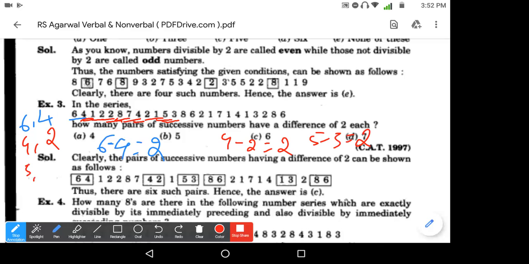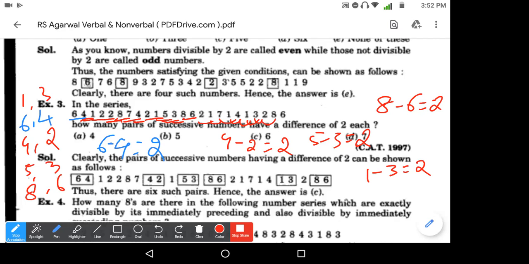Then 3 minus 8 is 5. 8 minus 6 is 2. So 8, 6. Then 2 minus 1 is 1. 1 minus 7 is 6. 1 minus 4 is 3. 1 minus 3 is 2. So 1, 3.